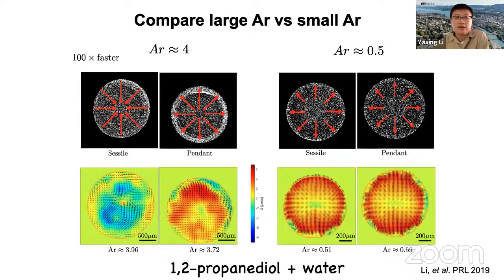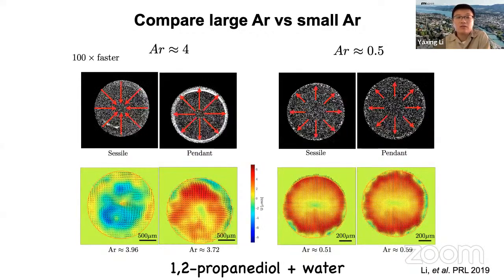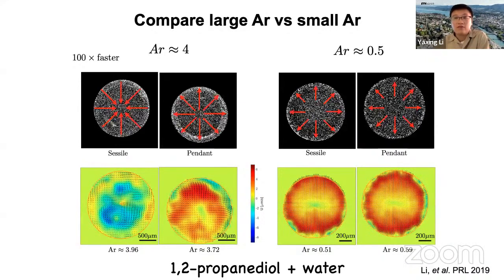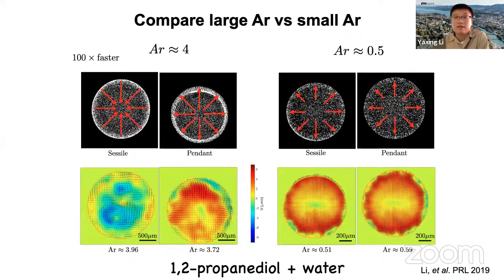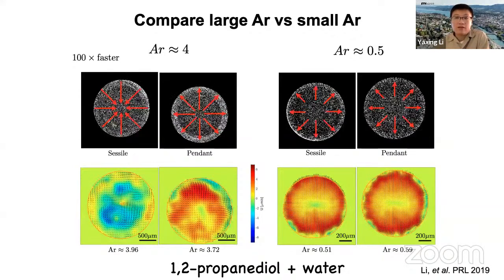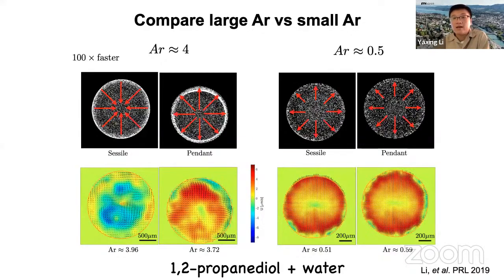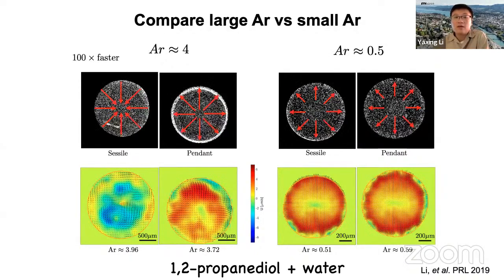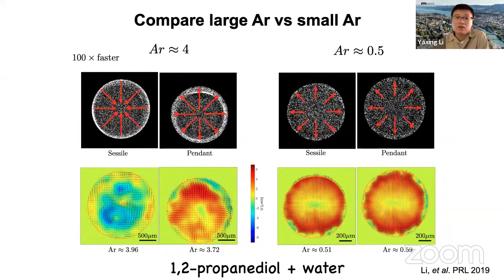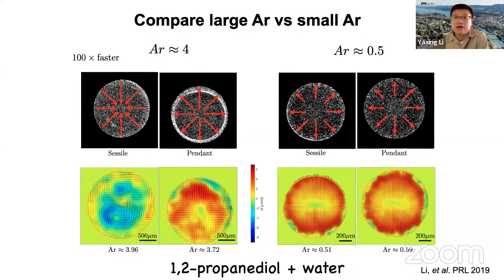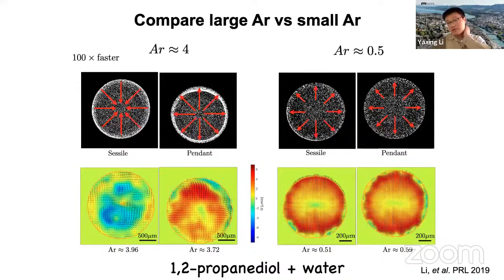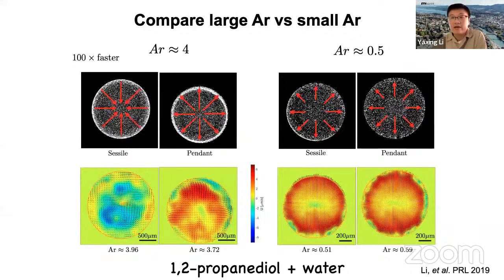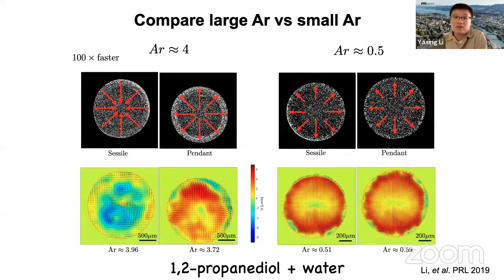So in this case, if you see on the left side, we have a large droplet, with Archimedes number larger than 1. We have a sessile droplet and a pendant droplet. They have completely different flow structures, which means in this case, the gravitational effects still play the dominating role. But on the right side, when the Archimedes number is less than 1, which means gravity does not play a dominating role, then surface tension plays the dominating role. Then you see the sessile and pendant droplets have the same flow structure. This very well proves that in this viscous regime, the Archimedes number can be a quite good criterion to see whether gravity is relevant or not.